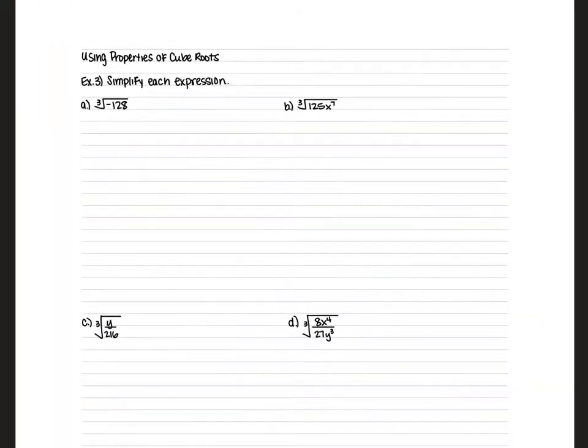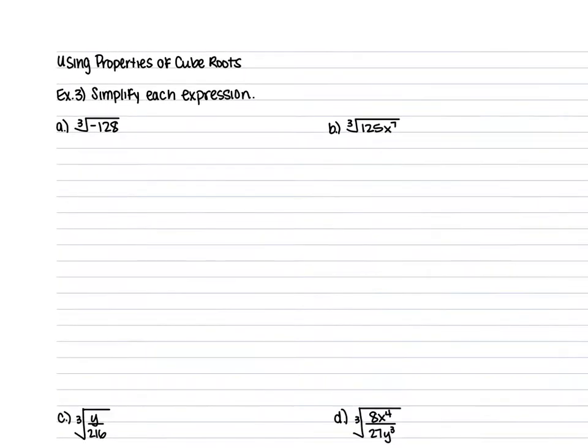For our next set of examples, we're looking at cube roots now. So our index here is 3, which means we have to take groups of 3. So it's no longer pairs of 2. We have to take into consideration that index and group up sets of that many of the same number.